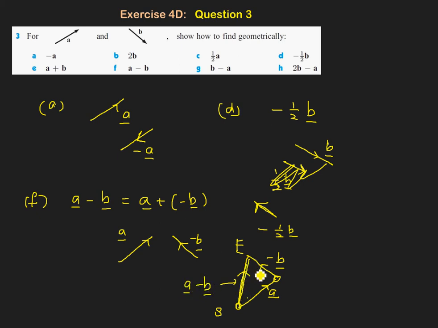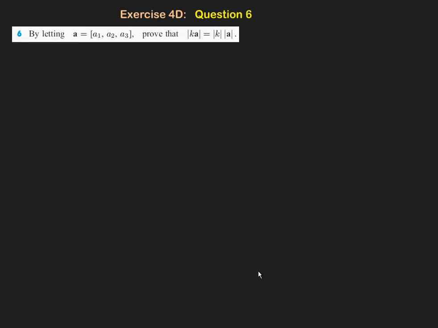See, cool, isn't it? Now move on to one more question. This one, and k here is a scalar given to you, and we're going to prove this statement. Let's start by doing this. This is ka1, ka2, ka3. You can do that.